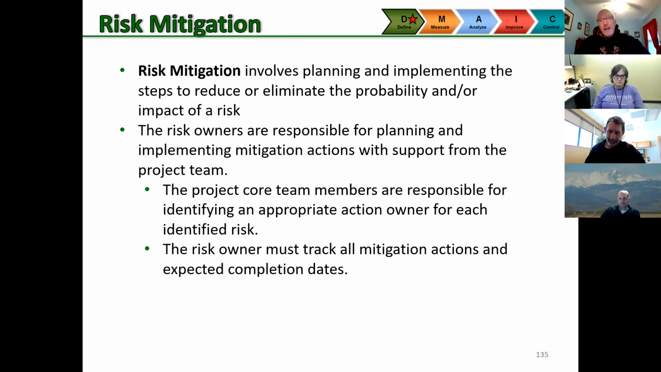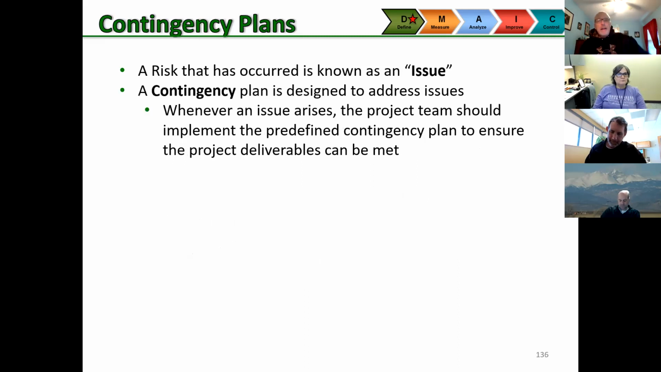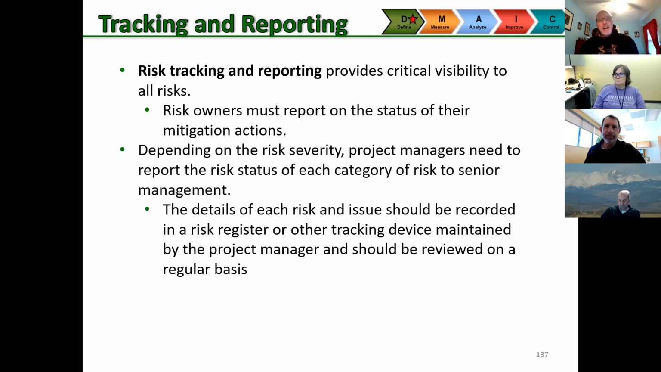The risk owner must track all mitigation actions and expected completion dates. And a risk that has occurred is an issue. A contingency plan is a way to address it. Risk tracking and reporting provides critical visibility to all risk. Risk owners report on status. Depending on severity, project managers need to report the status of each category of risk to senior management. Again, you guys aren't like that. There's not a whole heck of a lot of levels of hierarchy that you have to report to.